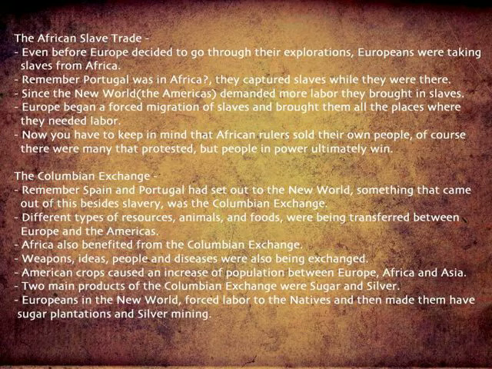Two main products of the Columbian Exchange were sugar and silver. Europeans in the New World forced labor onto the natives and then made them work on sugar plantations and silver mining.